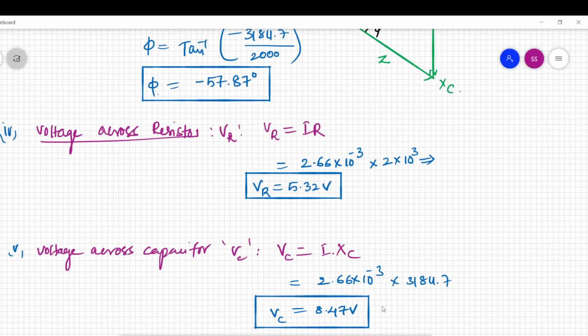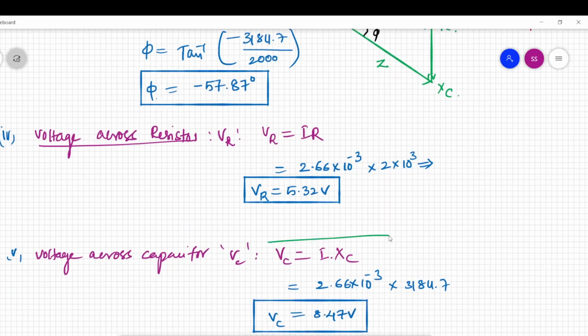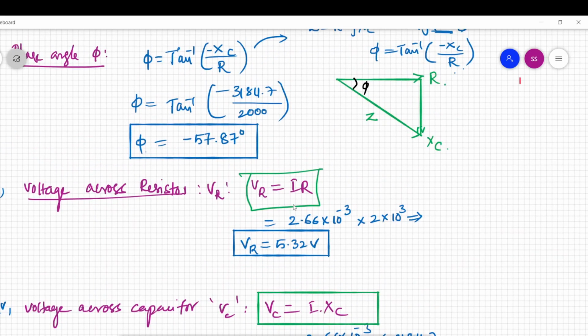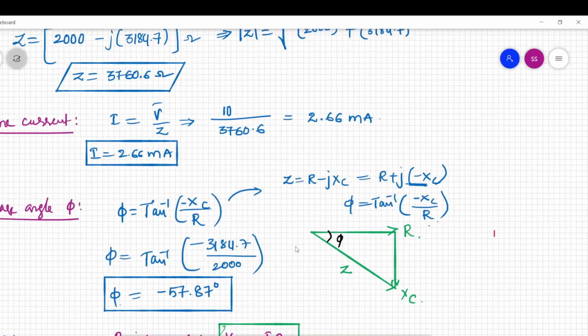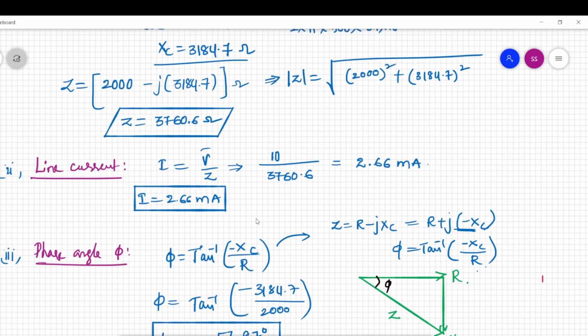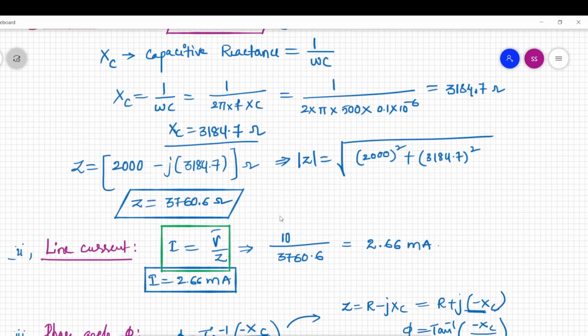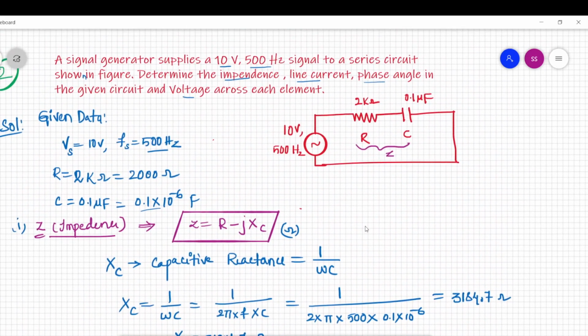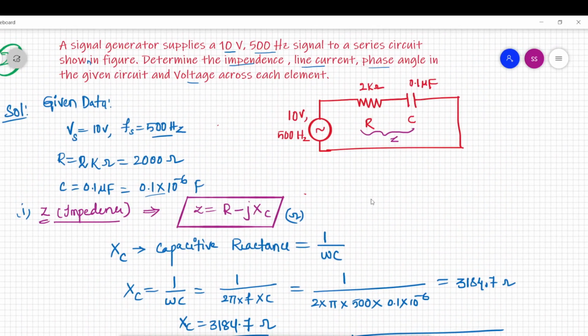So these are the parameters. Voltage across the capacitor is I into XC. Voltage across the resistor is I into R, right? Phase angle is tan inverse of the imaginary coefficient by the real coefficient, that is tan inverse of minus XC by R, and the line current I equals V by Z, and the impedance for an RC circuit is R minus jX. Okay, so these are the formulas you need to remember.